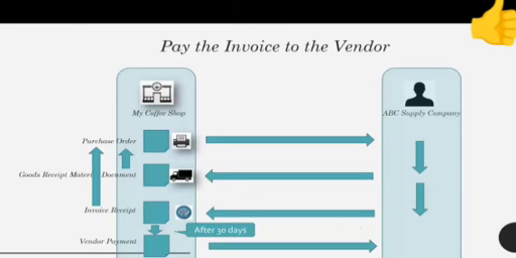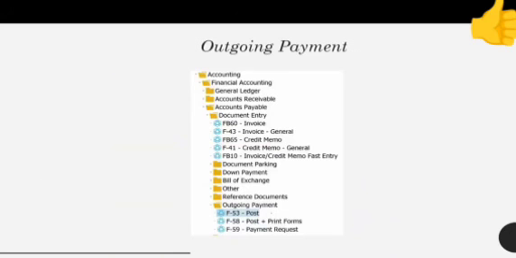So what are we doing here? We are trying to see how to pay the invoice that we have received. And typically you do it after a certain number of days, say 30 days or 45 days. And that is called a payment term. Now, how do you do an outgoing payment, which is a payment that's sent out to the vendor against an invoice received from the vendor?